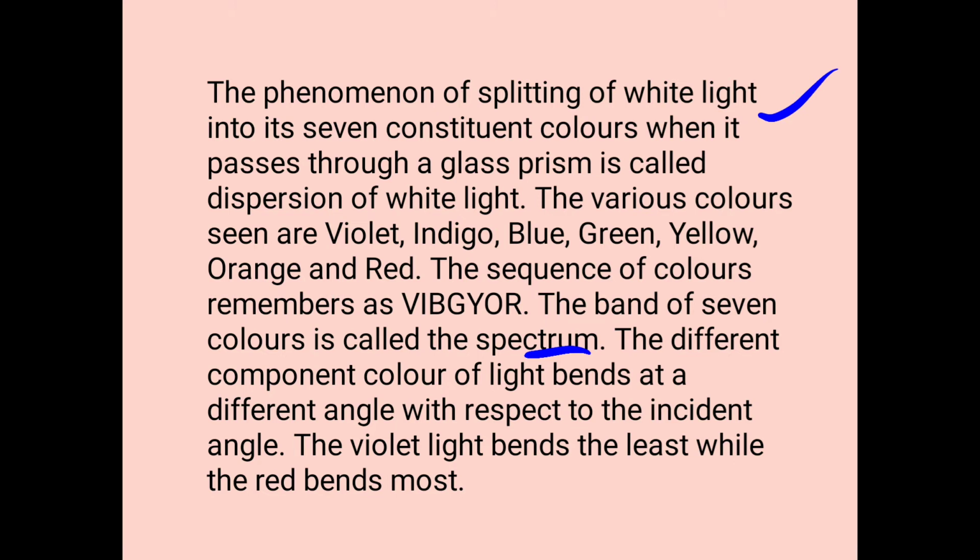And also with the help of this image, we have observed that different components of color have different bending angles, right? They are bending at different angles with respect to the incident angle. Okay, and with respect to this, we can see the violet light bends the least and the red light bends the most.